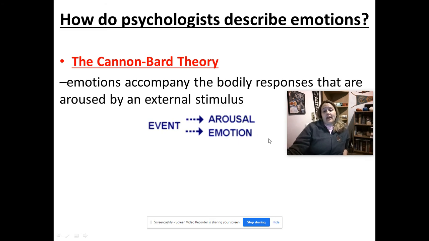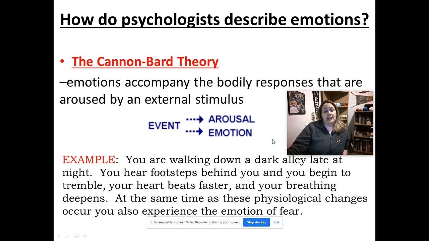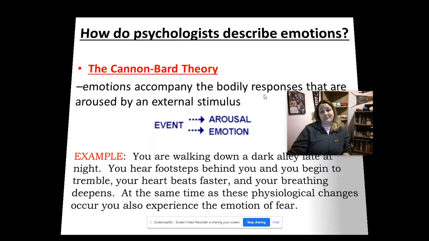Another example, again, you're walking down that dark alley late at night, not a good idea. You hear footsteps behind you, you begin to tremble, your heart beats faster, your breathing deepens, and at the same time that your body is experiencing this arousal, your mind is also having this experience of this emotion of fear. So James-Lange theory, body and then mind, Cannon-Bard theory, body and mind working together to have this emotional reaction.